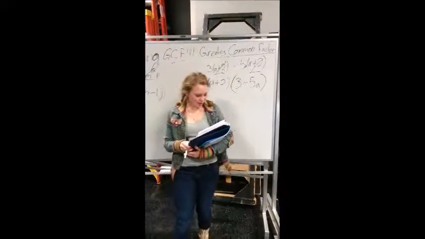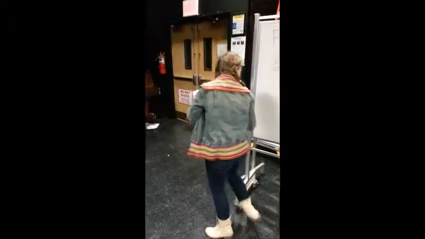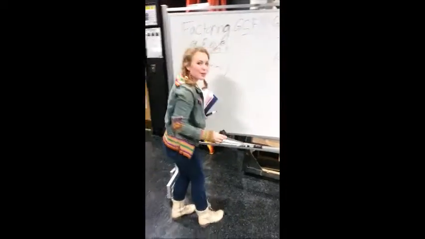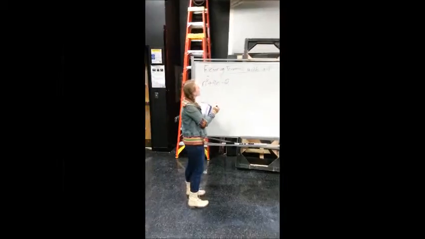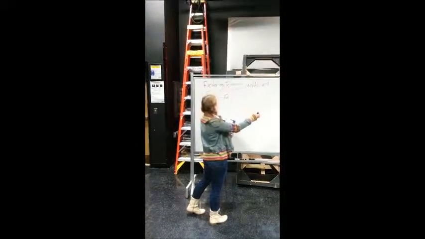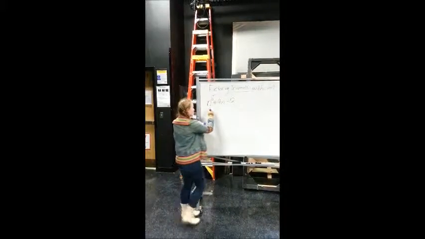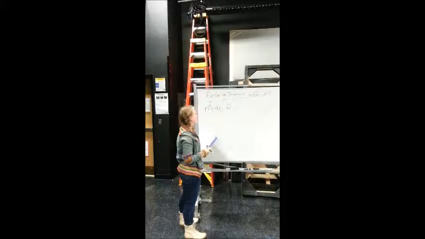Alright, now we're going to move on to factoring trinomials with a equals 1. So we have a simple little procedure here. We have n squared plus 4n minus 12.